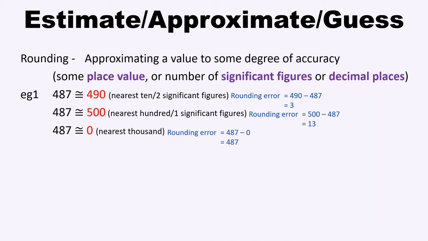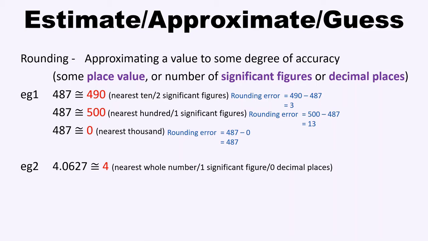So although we may use rounding to approximate our answers, to make them easier to work out, be very careful with how much you're willing to round off. We still want our answers to be somewhat accurate. Let's try another example.